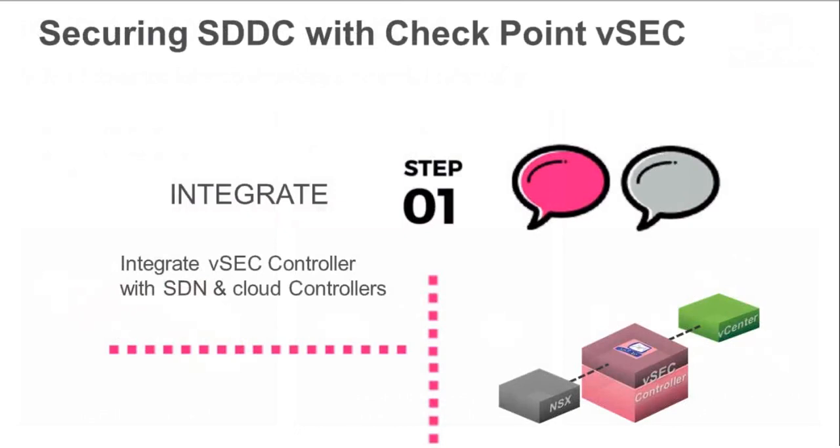So let's take a quick look at how we secure our software-defined data center with Check Point VSEC. First of all, we integrate the VSEC controller. Now, VSEC has two components, the VSEC gateway and the VSEC controller, and we'll talk a bit more about that as we go on. We integrate the VSEC controller with the SDN and cloud connectors. In this example, we're going to use VMware. VMware is one of the SDN controllers available. Their implementation of an SDN controller is NSX, and of course, everybody knows what vCenter is. So we integrate the VSEC controller, which sits on the Smart Center Manager, into NSX and vCenter.